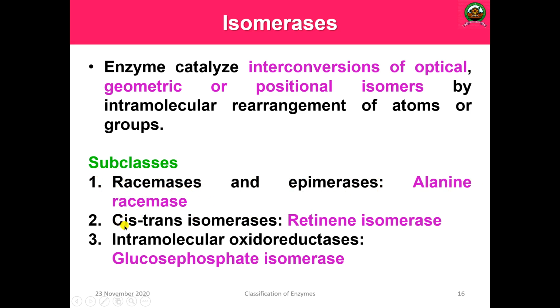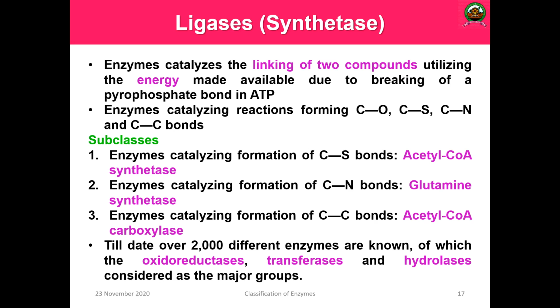The next one is cis-trans isomerase, for example retinine isomerase. Intramolecular oxidoreductases, for example glucophosphoisomerase. So these are the major subclasses of isomerase enzymes.